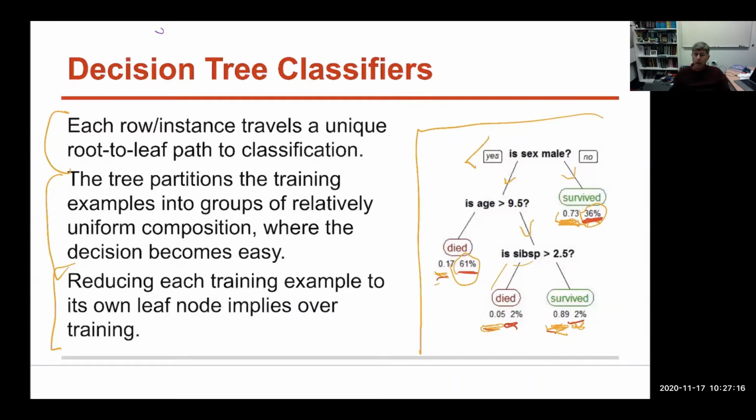Okay, any questions? The goal of a decision tree is to partition the examples so that the leaf nodes represent relatively pure percentages. Either very, very big numbers, meaning they're almost certain to survive, or very, very small numbers, meaning they're almost certain to have died. Any question about what the decision tree is?